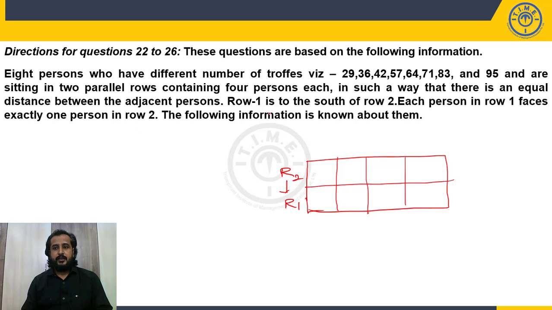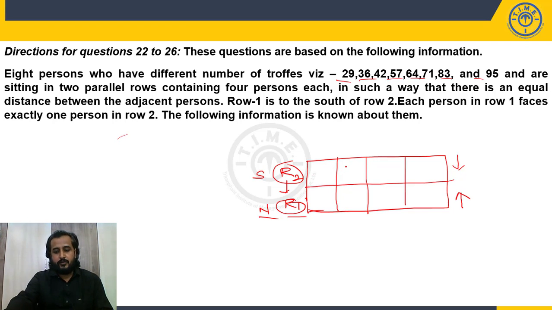And also what is given? Each person in row 1 faces exactly 1 person in row 2. So when it is possible, the persons in the upper row will be facing south and the persons in the lower row facing north. So what I can confirm is that the people in R1 are facing north and the people in R2 are facing south. I can confirm that. And we have not been given the names of the persons, we have just been given the values. With the help of the values, you need to freeze the arrangement.